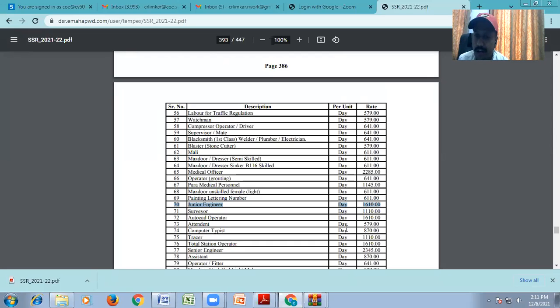For surveyor, see the per day rate is there, that is 1110 rupees per day. For AutoCAD operator, it is again 1610 rupees. For computer typist, then tracer, total station operator, see the rate. That is why I told you, just be the expert of one thing, because in our civil engineering sector you have n number of fields. You may be one of the skilled persons in operating the total station, that we call the surveyor. Just be the expert of using the total station and you will get the exposure. Or just be the expert of maybe computer operation, like AutoCAD and all that.